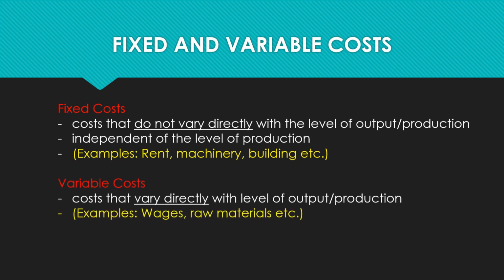Whereas variable costs are costs that vary directly with the level of output and production, which means that the more production you have, the more variable costs. When you produce nothing, there will be zero variable costs. Some examples of variable costs would be wages, raw materials, etc. These two costs, total fixed costs and total variable costs, will give us the total cost of the firm.